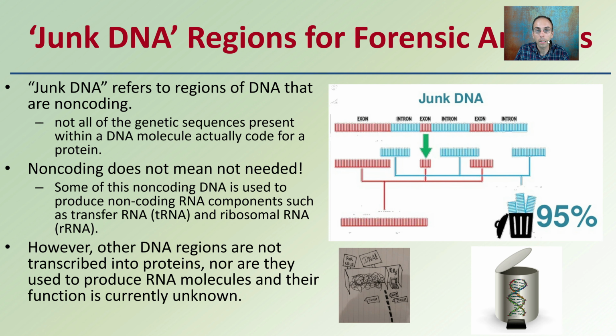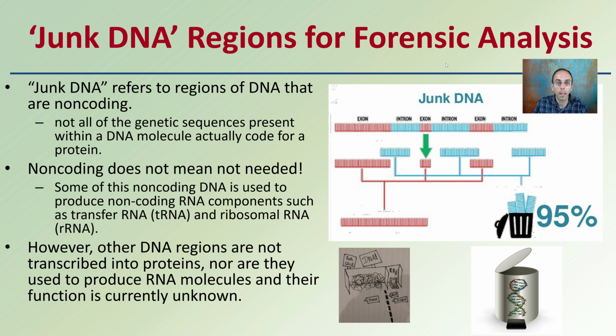The junk DNA regions of forensic analysis. So junk DNA refers to regions of DNA that are non-coding. They're considered to be junk because they're not coding for a specific protein, for example. Not all the genetic sequences that you have present on your DNA sequence actually code for a protein. So there are these portions that are basically thrown out, and that's why they get the term junk DNA. However, non-coding does not mean they're not needed.